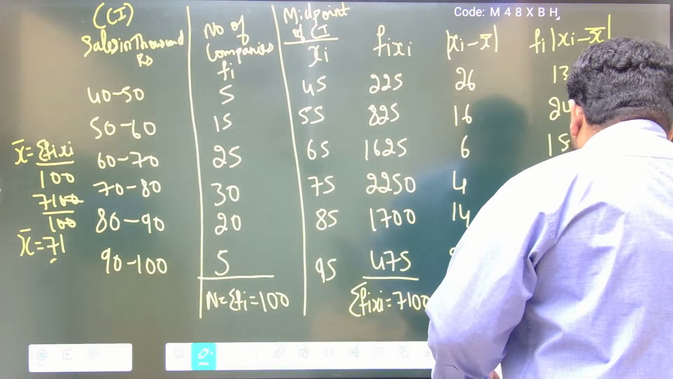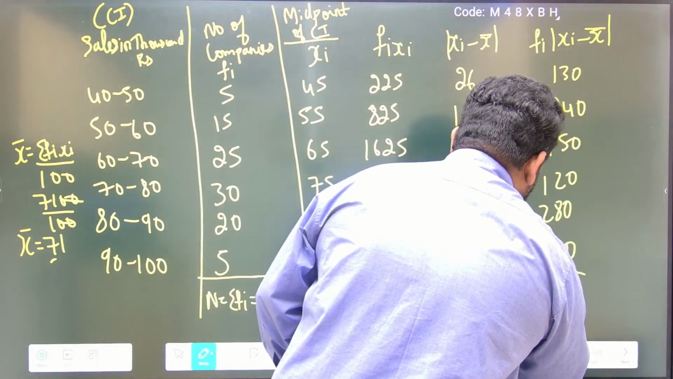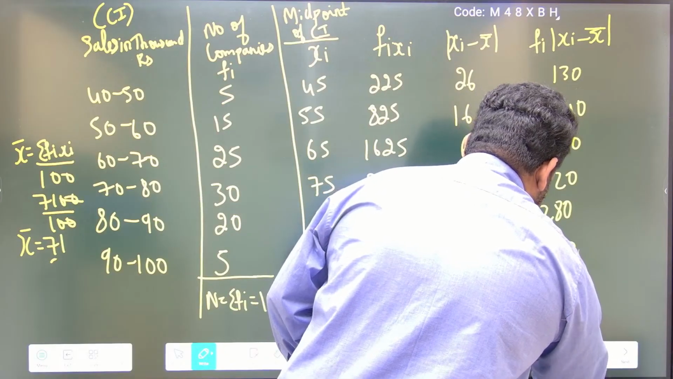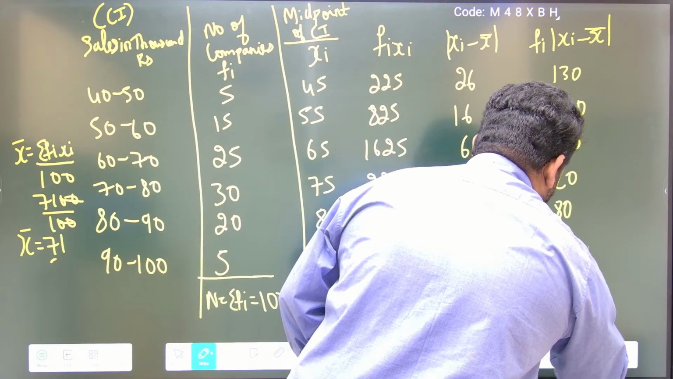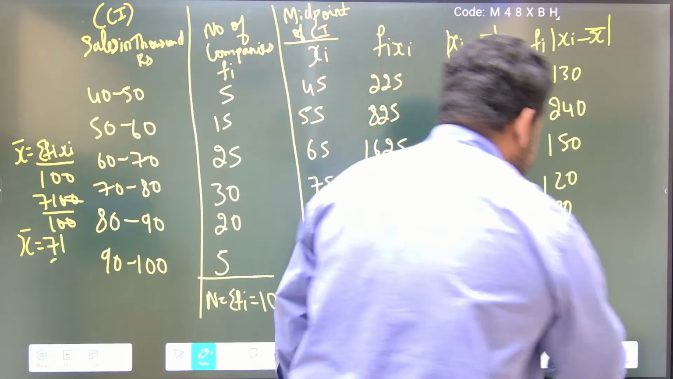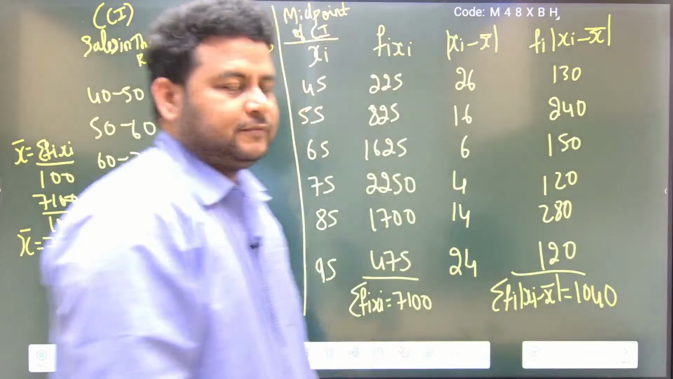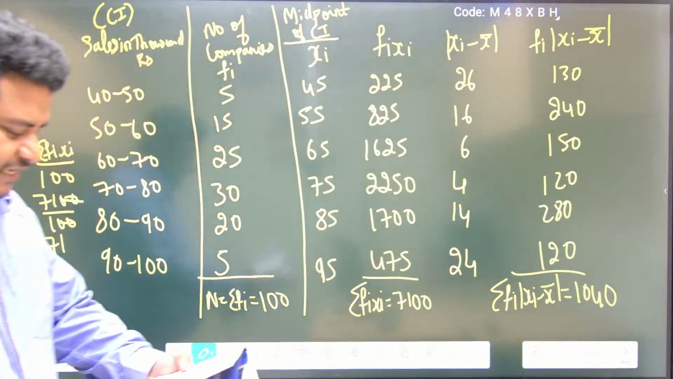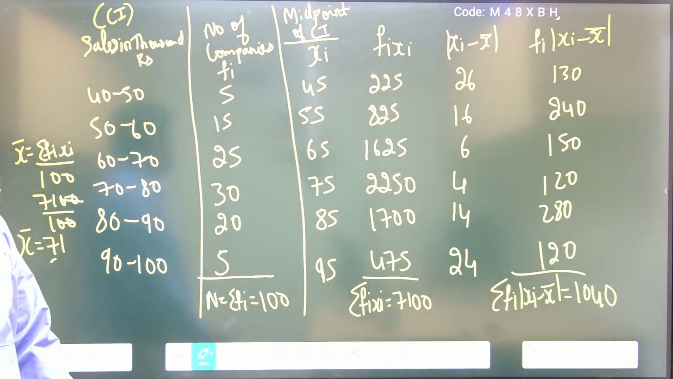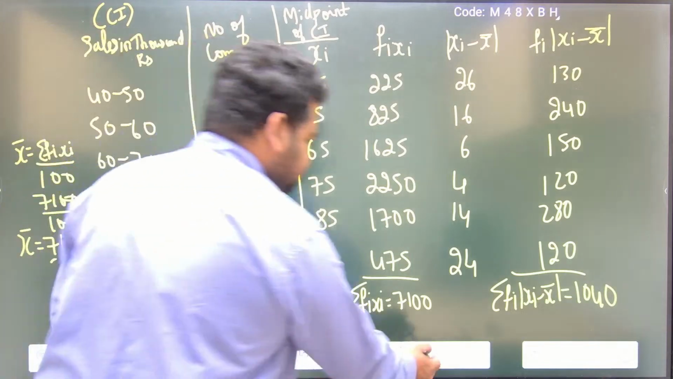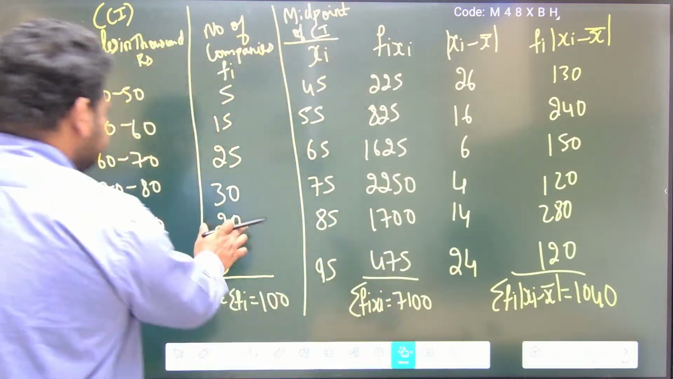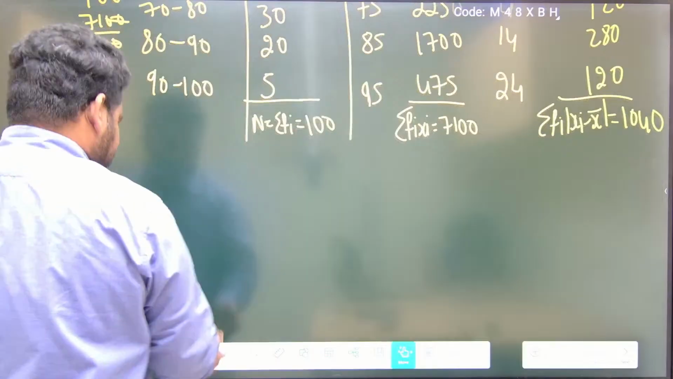Now the summation of fi into xi minus x bar, I have to do it. What will I get here? I will get 1040. This is the value I got. Now, what do I have to do to find the mean deviation? What is the formula that we have, friends, to find the mean deviation? See here, observe carefully. After this table we have to find the mean deviation.